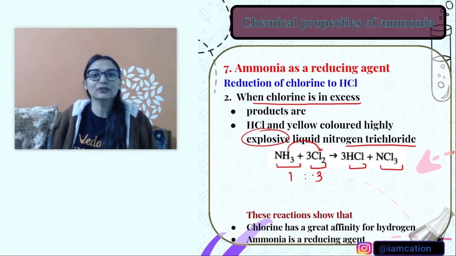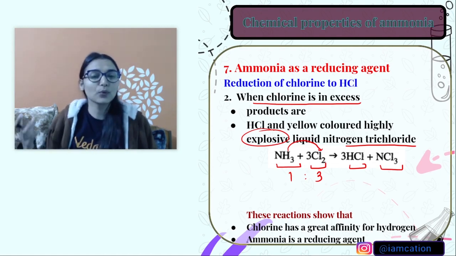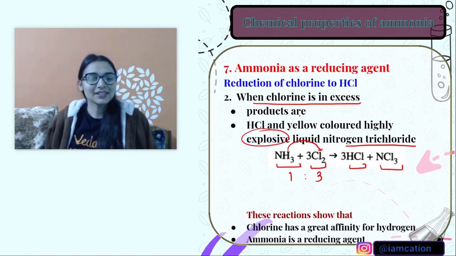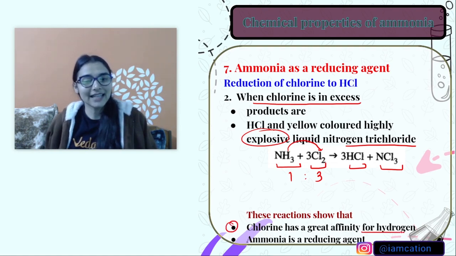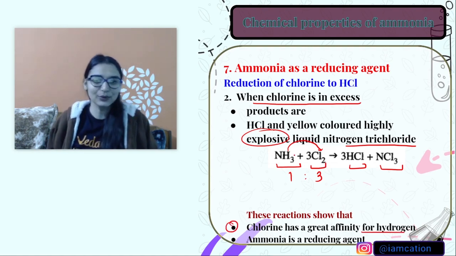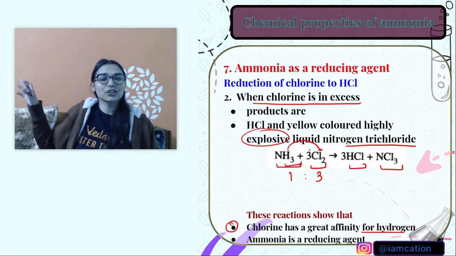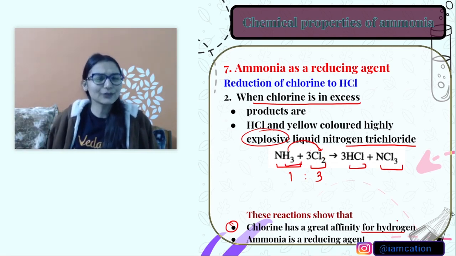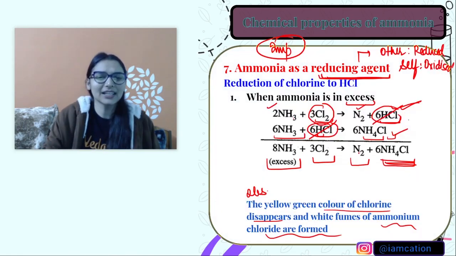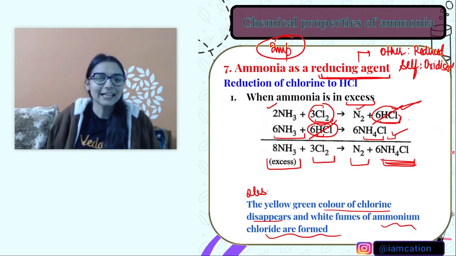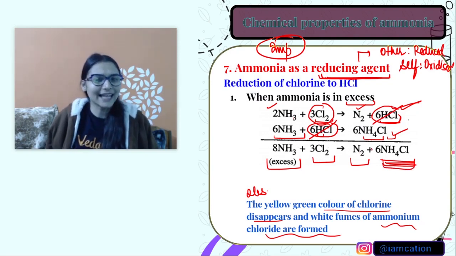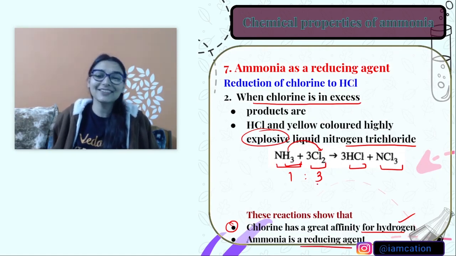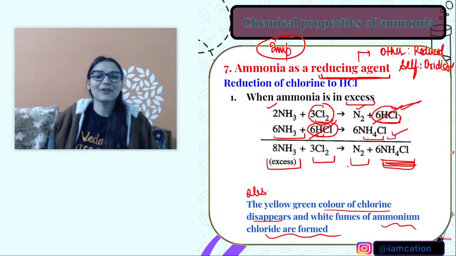So theoretically you feel, ma'am, the reactions are difficult. Think what happens when they do it in the chemistry lab. These reactions are showing us that chlorine has a great affinity for hydrogen. Yes, chlorine is taking away hydrogen, just like hydrogen and oxygen have affinity for each other. We conclude that chlorine and hydrogen also have a lot of affinity, that they make HCl very quickly, isn't it? Here also we got ammonium chloride and nitrogen was sent away separately, and ammonia is a reducing agent. These reactions are also telling us this.